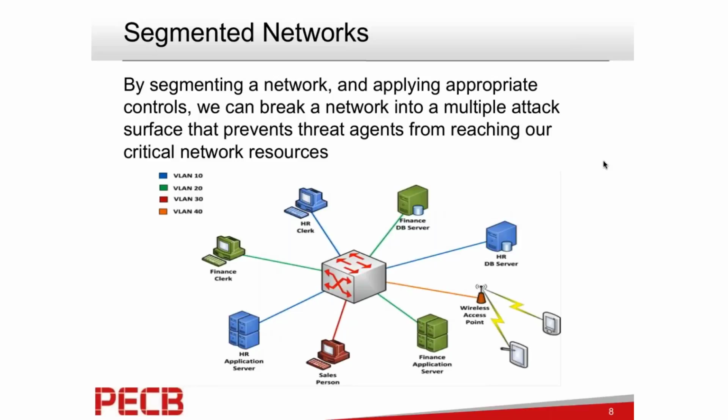We have VLAN 10 hosting the HR application server and HR database server, for example. We have VLAN 20 for finance. All the finance applications are hosted in that VLAN. You have, for example, all the wireless access points in a separate, isolated or semi-isolated VLAN. You have all the voice over IP on a separate VLAN. That's the approach you need to follow.